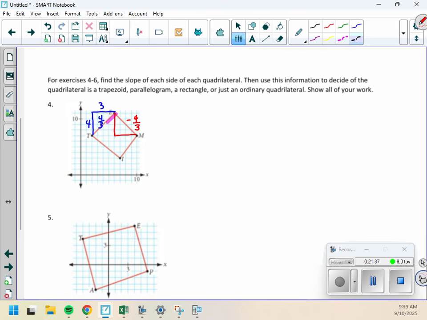You're going to calculate the rest of your slopes. Don't forget, you got to do this one, you do this one, and then tell me what kind of shape you think it is based off the definitions of those quadrilaterals. That's your goal. That's just a little homework helper to get started.